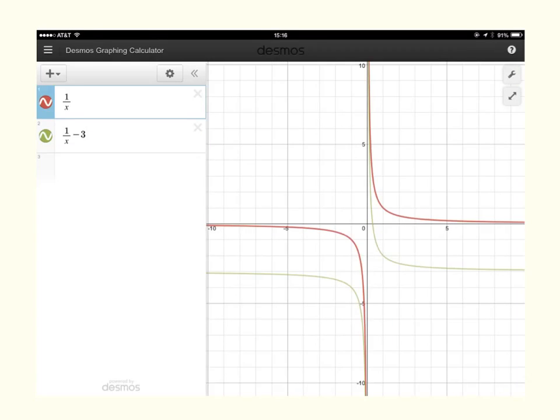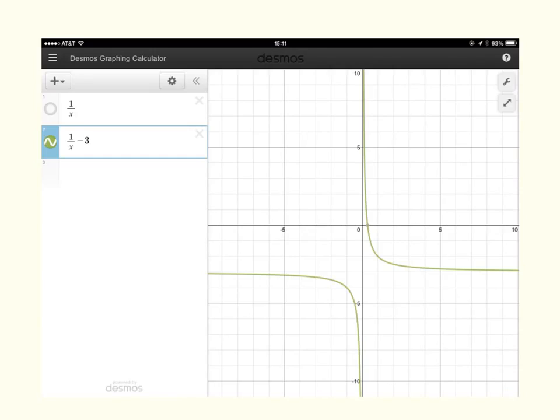And yep, you guessed it. If it's not underneath the fraction bar, it's outside of that territory. It's a shift of up or down, and here you can see I've subtracted 3, and so it has moved the curve down. And here I've separated it out, and you can clearly see that I've got an asymptote at y equals -3 and at x equal to 0.